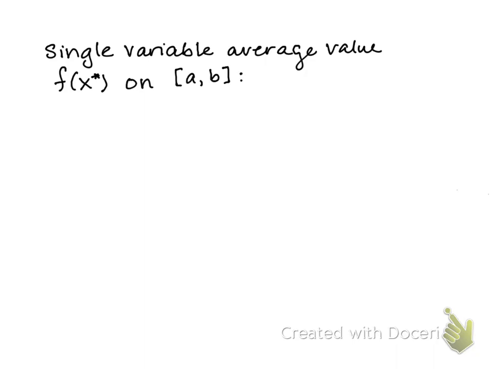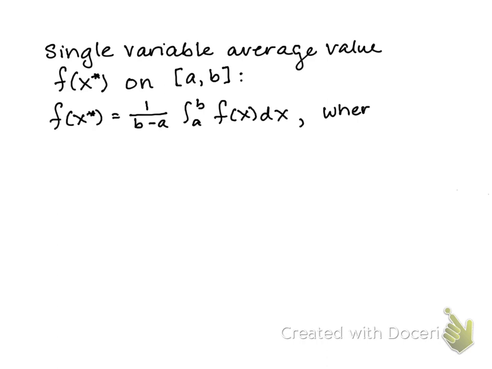Okay, so the formula for average value in single variable calculus is f of x star equals 1 over b minus a, the integral from a to b of f of x dx. And what does this come from? b minus a is the length of the domain interval.